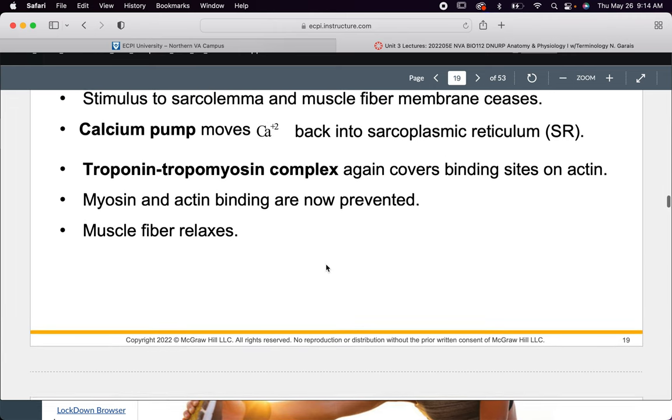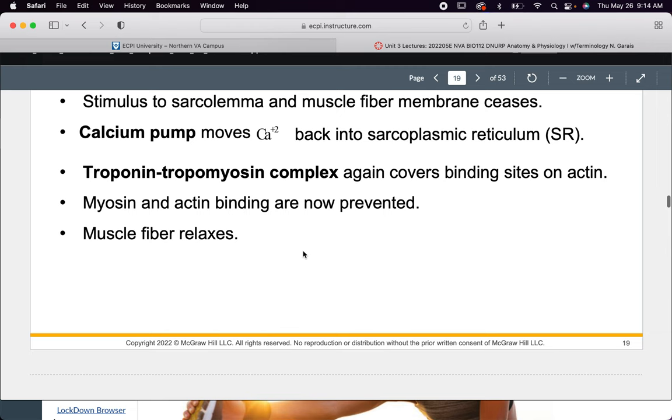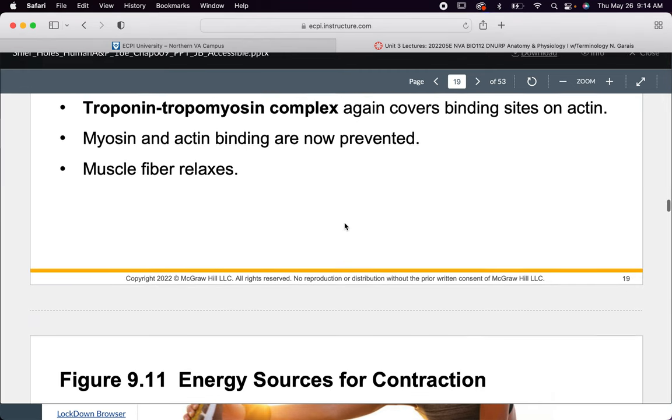And troponin, tropomyosin, those are other proteins, and they're on actin. Nice to know, not crucial.